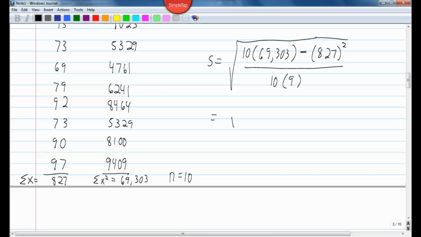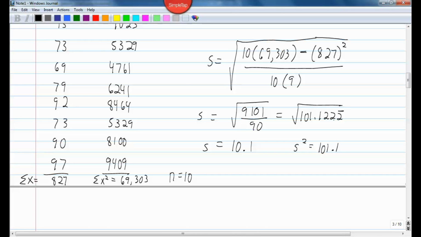All right, if you work that out in a calculator, you should get 9101 divided by 90, or the square root of 101.1222 repeating. All right, if you take the square root of that and you round it to one place, you get 10.1. So your sample standard deviation is 10.1. Your variance is s squared. Your variance is equal to what you would have before you take the square root. So it's 101.1 if you round to one place.